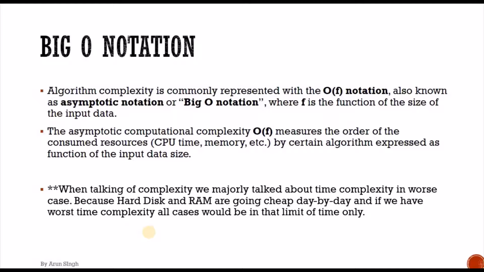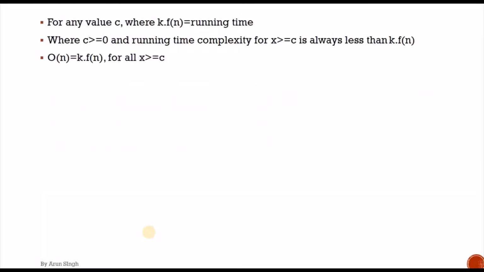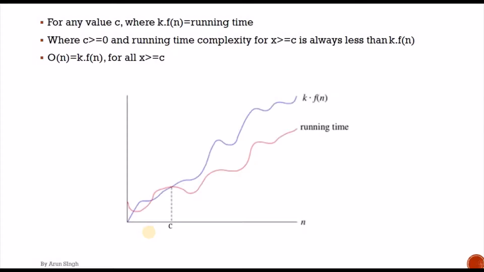Now, what does this big O notation mean? And what does this O(f) function notation mean? We have some input, let's say for any value c, where k·f(n) is equal to running time, where c is greater than or equal to 0, and running time complexity for x greater than or equal to c is always less than k·f(n). So O(n) is equal to k·f(n) for all x greater than or equal to c. What does it mean?